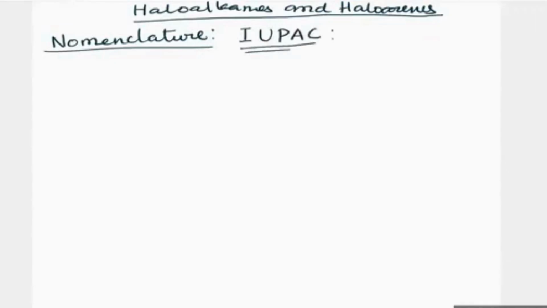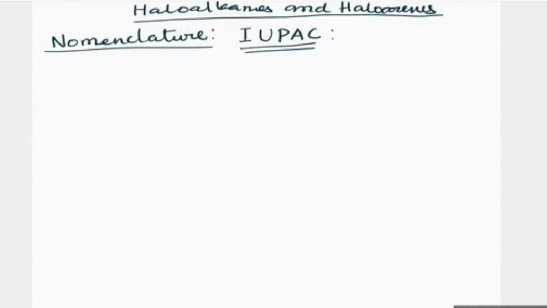Nomenclature, IUPAC nomenclature. IUPAC: International Union of Pure and Applied Chemistry. Correct. So this body has released some rules and names which we need to follow for organic compounds. Here I would like to discuss haloalkanes and haloarenes, for which we have a formula.